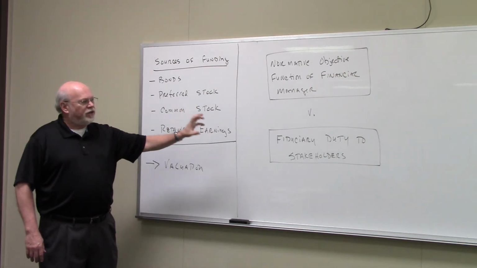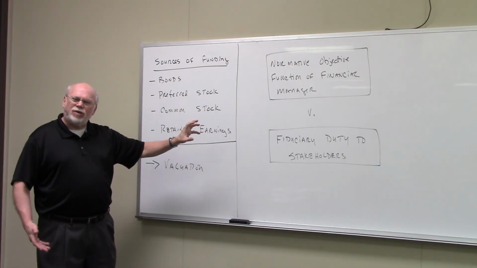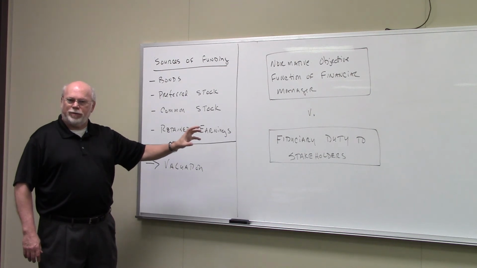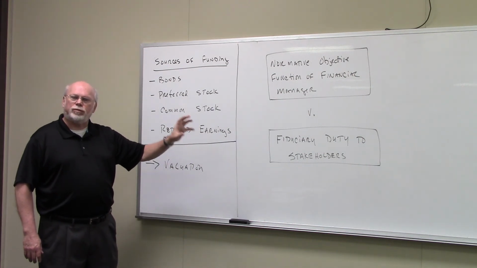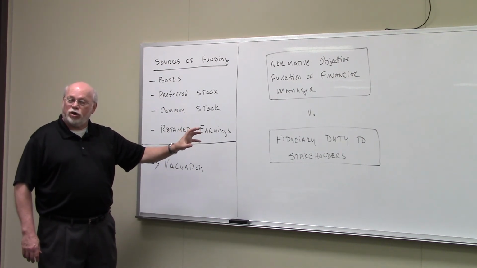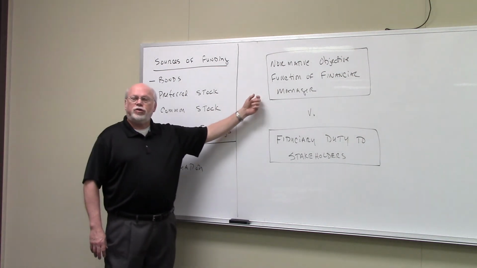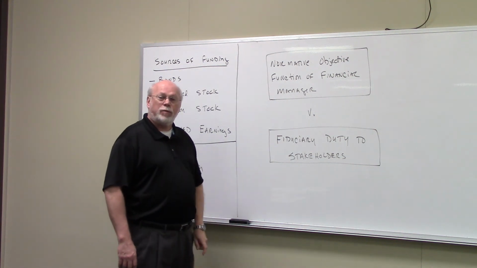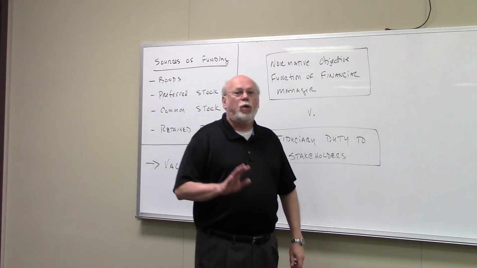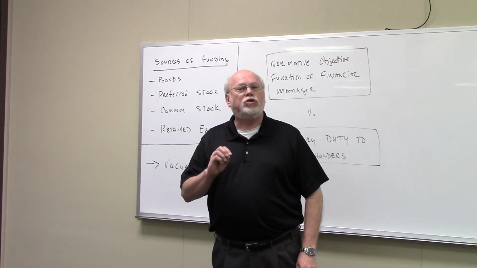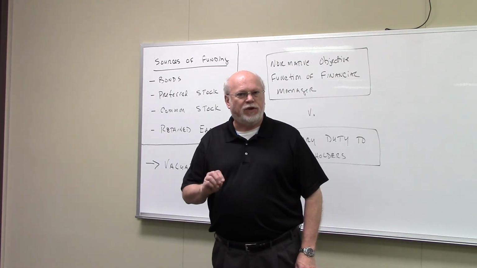Again, there's a little bit of a conflict, but not really much. You owe a fiduciary duty to the stakeholders of the company, not the owners, not the common stockholders, but the bondholders, the preferred stockholders, and the short-term creditors of the company. You owe them a fiduciary duty. To the owners of the company, the common shareholders, what you try to do is maximize their wealth. You try to live up to the normative objective function of financial management.